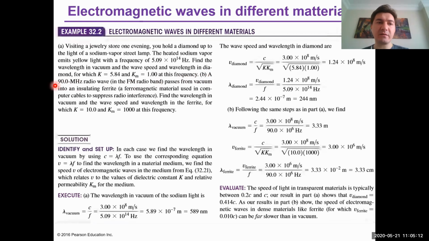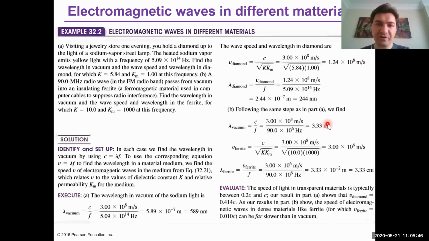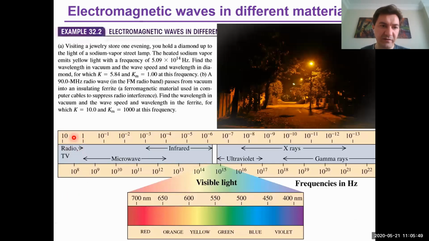Second question, 90 megahertz radio wave. And what about the wavelength in vacuum? Put the speed of light, put the frequency, 90 megahertz. Then lambda is 3.3 meter. So for a radio wave, the wavelength is around 3 meters. Look at radio waves, and this is the wavelength, okay, and it is around a meter. We have here 3.3 meters, something like this, it is around here: radio waves, FM, AM radio waves.